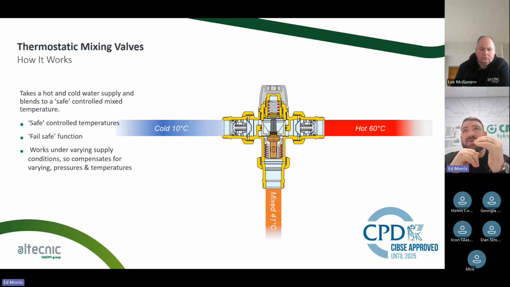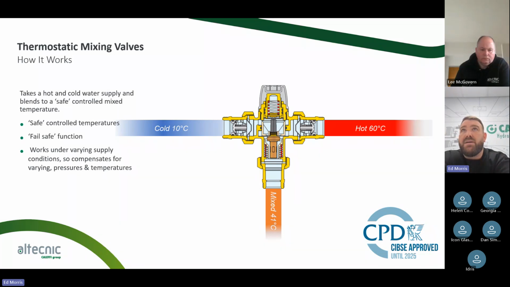We essentially take a cold supply temperature, we take a hot supply temperature, and we mix that to give us our mixed outlet. It's all done by thermostatic control. So there's a thermostatic element which sits in the valve that expands and contracts as the water flows over it. It sits in the mixed outlet, so we can measure what those temperatures are, and it will just regulate to allow more or less hot or cold water through to ensure that we're delivering a safe temperature.